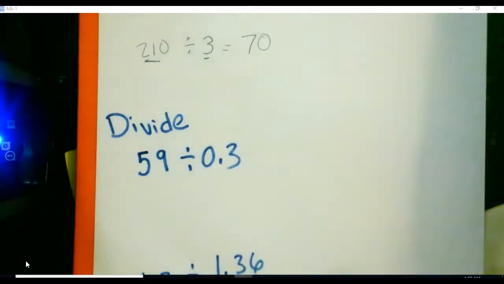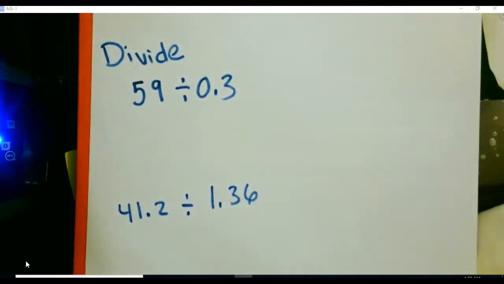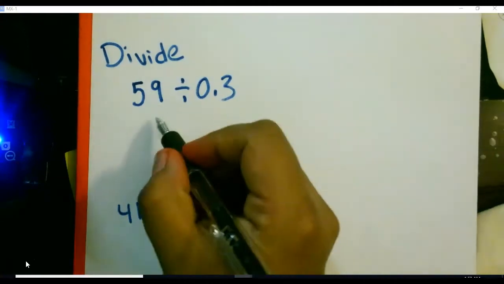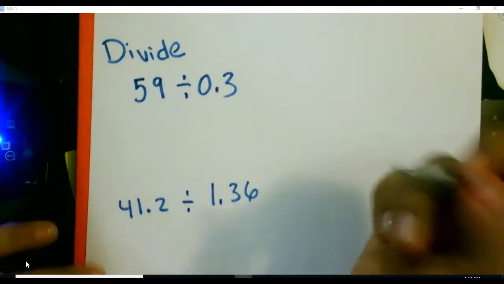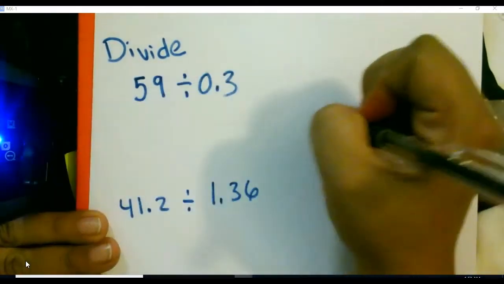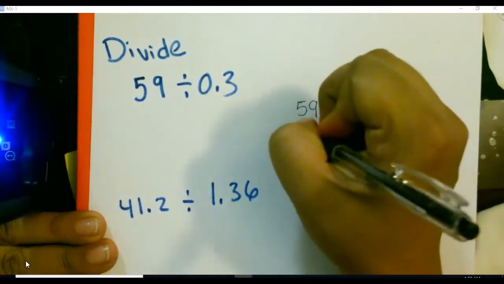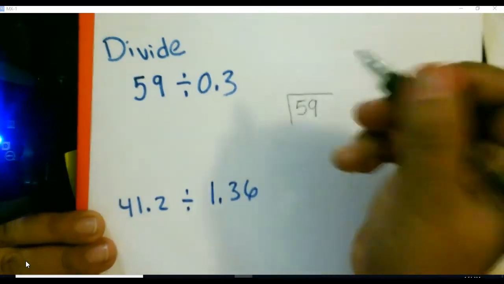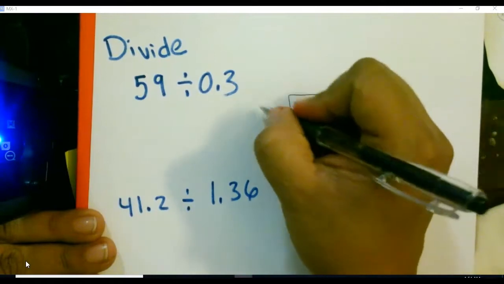Now let's go ahead and do an example of division with one decimal place. And I have here 59 divided by 0.3. Okay, well, the first step what you're going to do is you're going to write it out as a division like this. So 59 is your dividend, 59. And your divisor goes outside the house. Your divisor is 0.3.